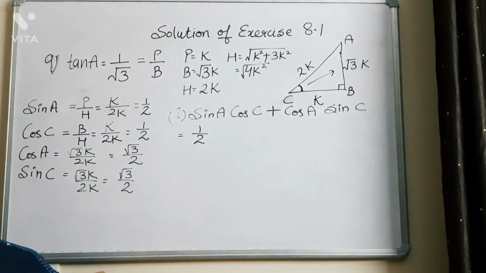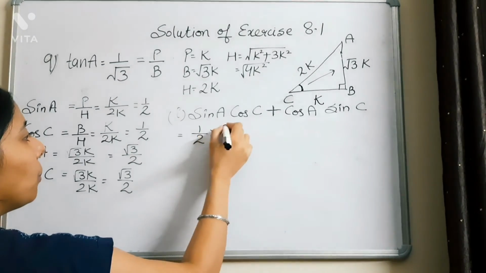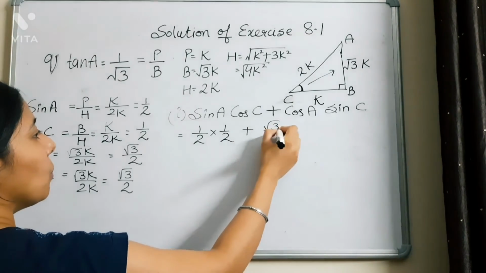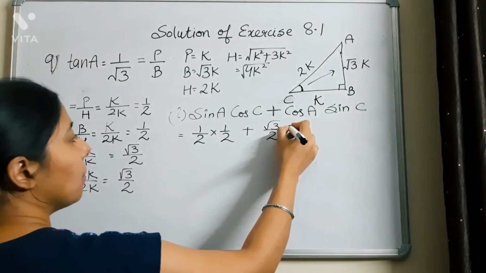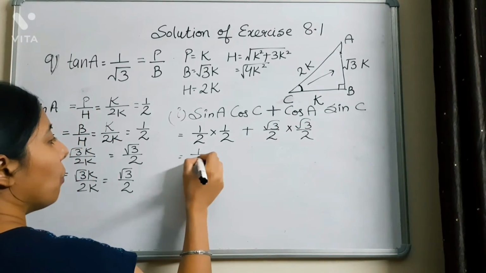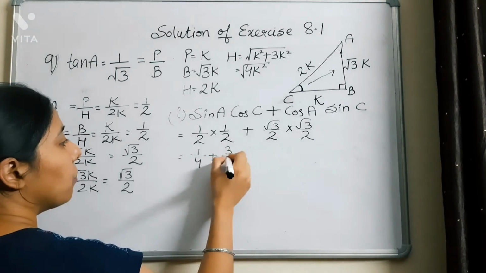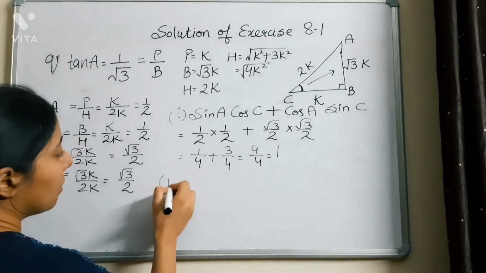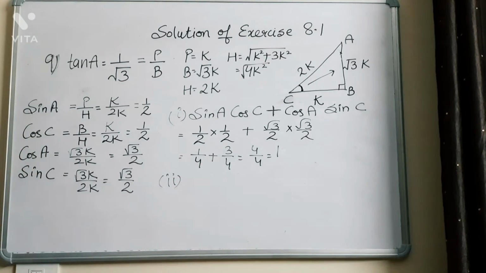Cos C will be what? Cos C will be again 1 by 2. Plus cos A will be what? Root 3 by 2. And sin C is what? Root 3 by 2. Now again write down 1 by 4 plus 3 by 4 comes out to be 4 by 4 comes out to be 1. So now check the part 2.